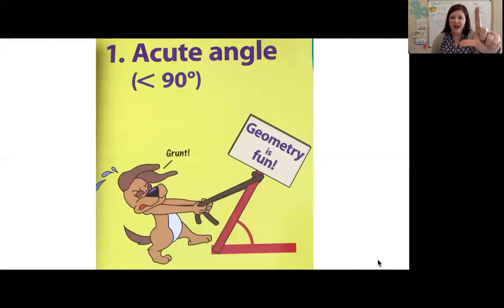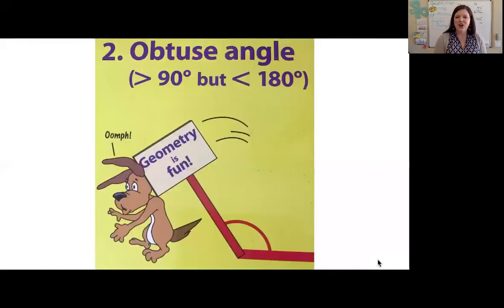If we have a right angle, remember we talked about how a right angle is like an L shape, it's perfectly straight up and perfectly out to the side, that is 90 degrees. Anything less than that is called an acute angle. Look at his post, the red post. It's forming an acute angle. This is an example of an acute angle as well. Acute angles are so cute because they're so little. They're always less than 90 degrees. Let's look at our next one.